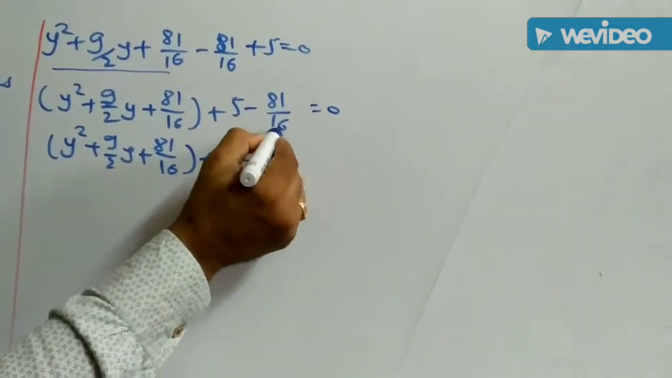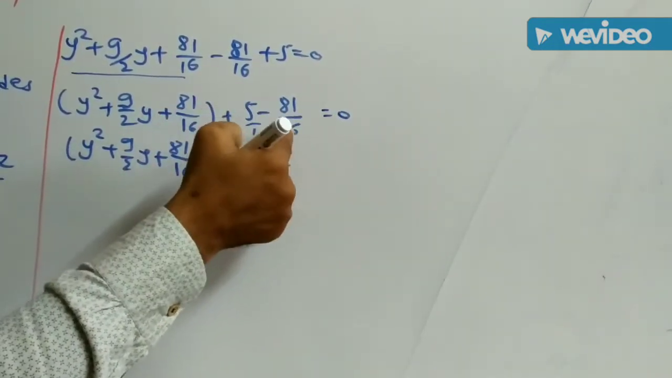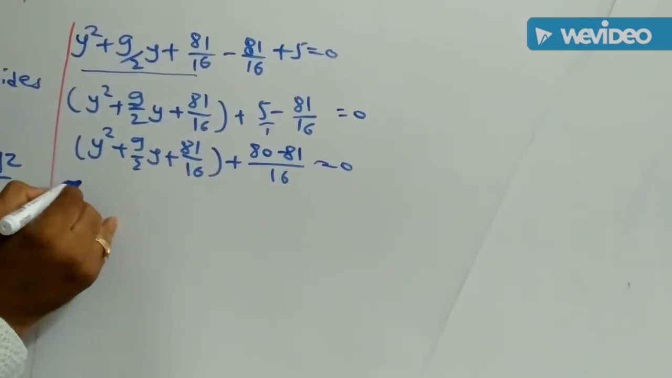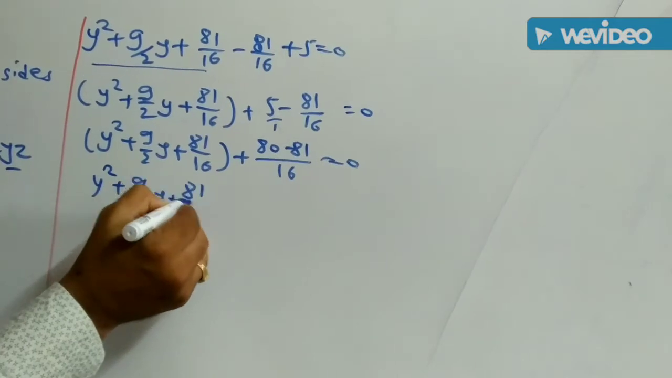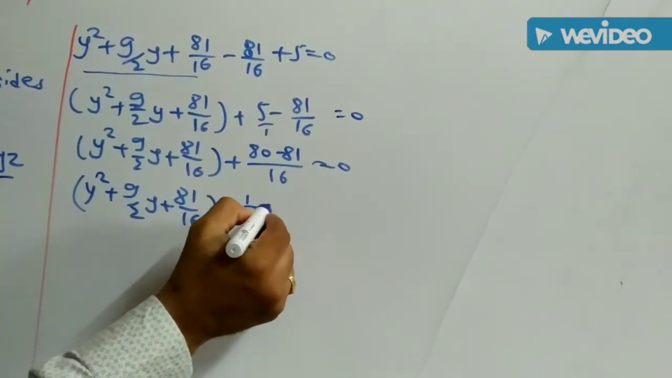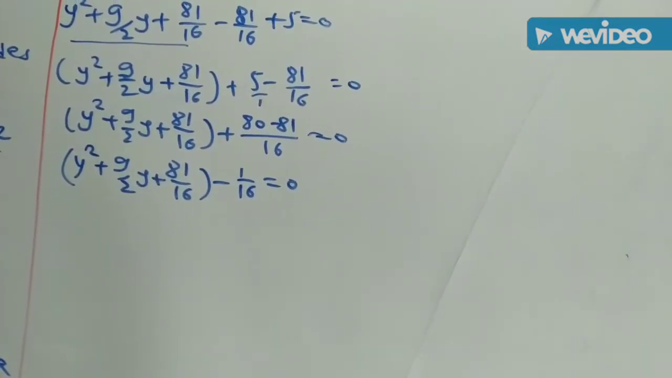Now solve this. Taking cross multiplication, 16 fives are 80 minus 81 upon 16. So y square plus 9 upon 2y plus 81 upon 16. Now the subtraction of this is minus 1 upon 16. Now write it in the form of a square minus b square.